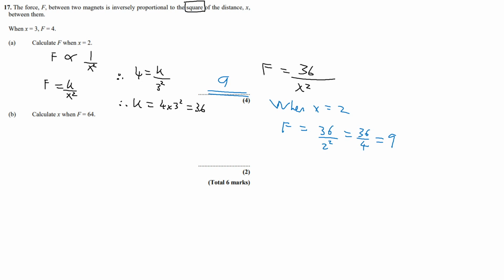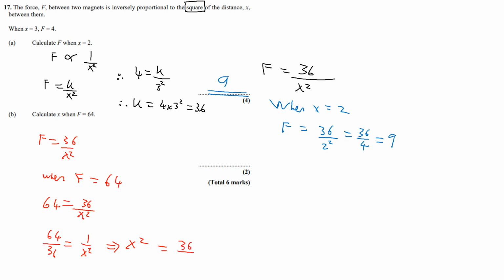What about if we want to work out what x is when F is 64? Well, we know that F is equal to 36 over x squared. So when F is equal to 64, 64 is equal to 36 over x squared. And so now we need to divide both sides by 36 so that we get 64 over 36 is equal to 1 over x squared. And then we can flip them both so that we can get what x squared is. So x squared is equal to 36 over 64. And so therefore, x is equal to, it's a distance, so it's going to be positive, 6 over 8, which is just equal to 0.75.